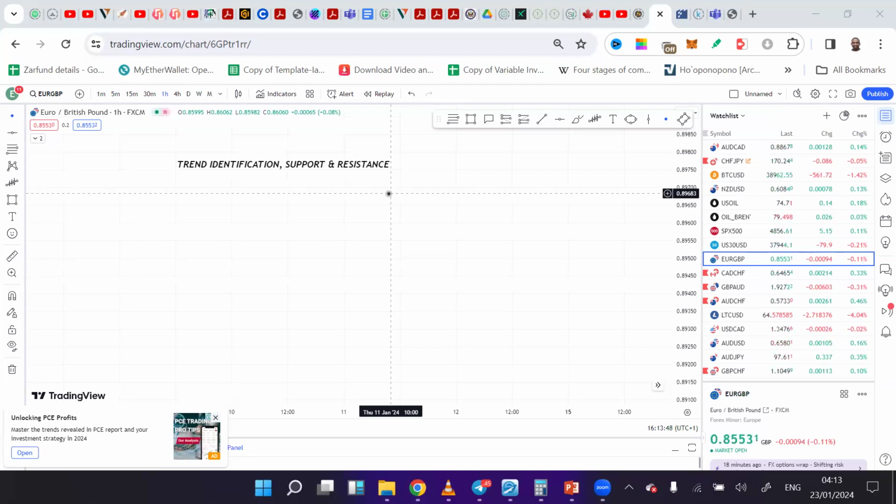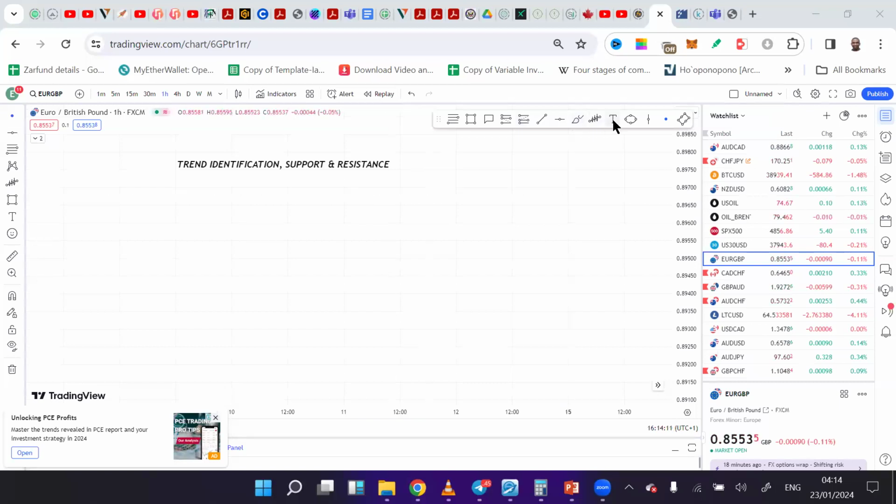Once you identify the asset you want to trade, the next thing you want to find out is the trend of this asset. Where is it going? Is it selling? Because there are several types of trends. You want to identify the predominant trend of that current asset.